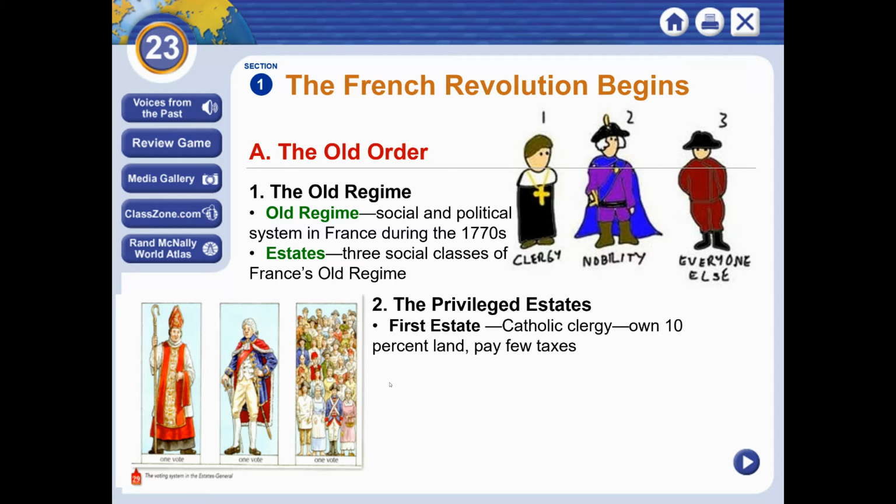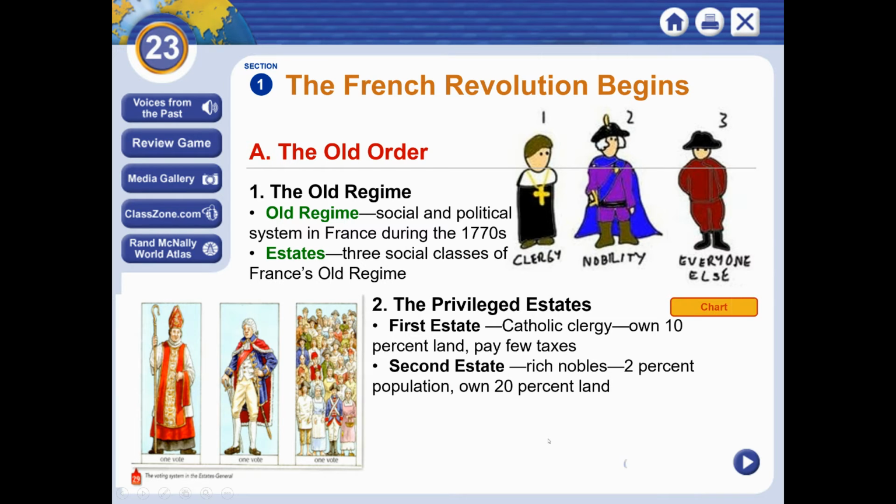The second estate was made up of old noble families. And although they accounted for just 2% of the population, they owned 1/5 of the land. 20% of the land was in the hands of these old noble families. So 2% of the population, roughly 20% of the land, and again, paid no taxes.